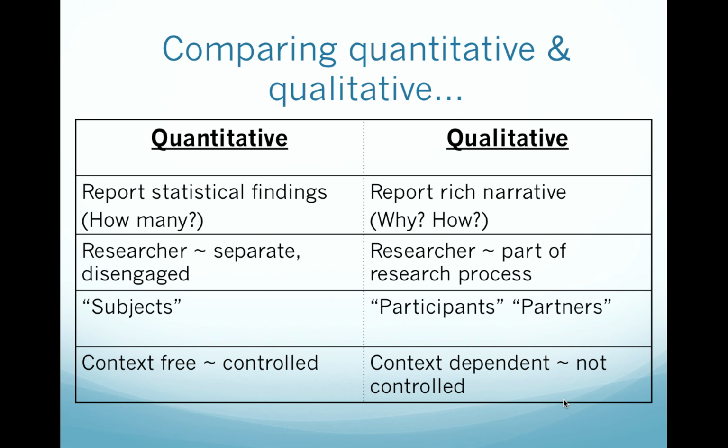In quantitative research, the researcher is separate and disengaged. That's the objectivity that is embraced in quantitative research. Whereas in qualitative, the researcher is part of the research process because they're interpreting the data. It's up to the researcher to take things apart and put it back together. In quantitative, the participants are subjects. In qualitative, they're participants or partners. In quantitative, it's context-free. Like I said, it's controlled. Whereas in qualitative, the context is very important. It's context dependent, and therefore we don't control.